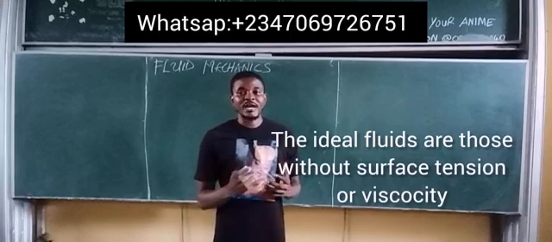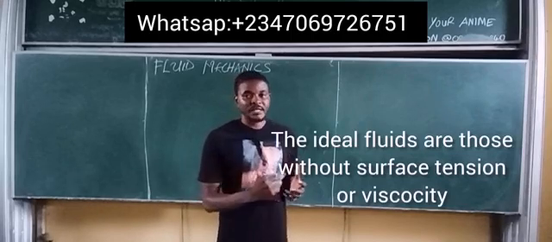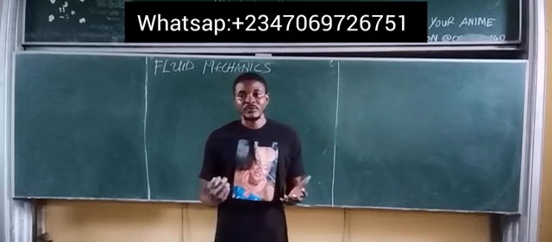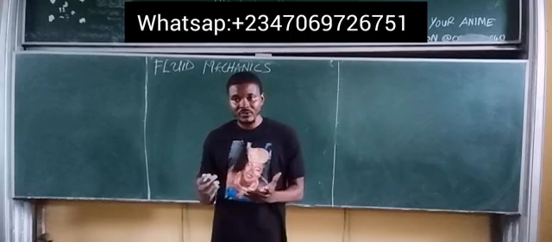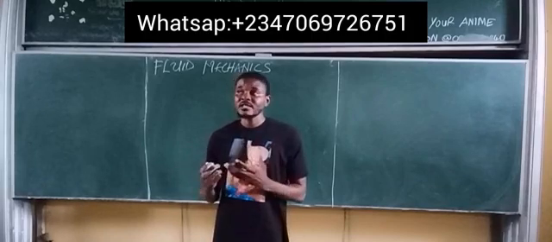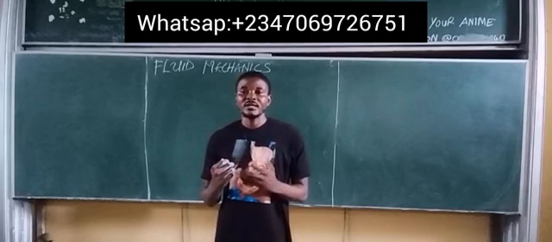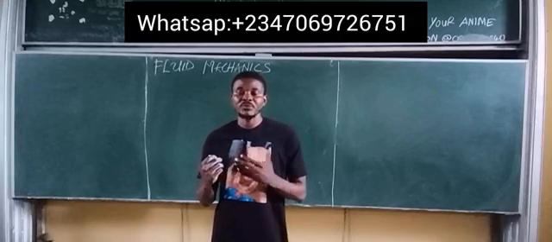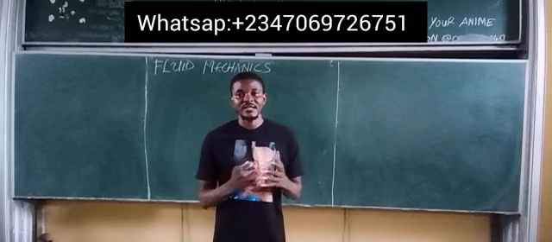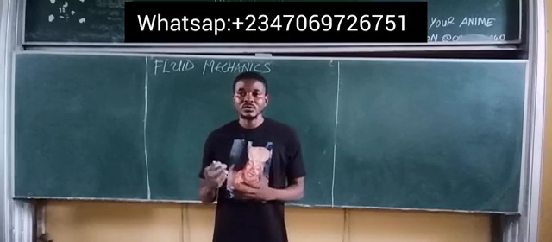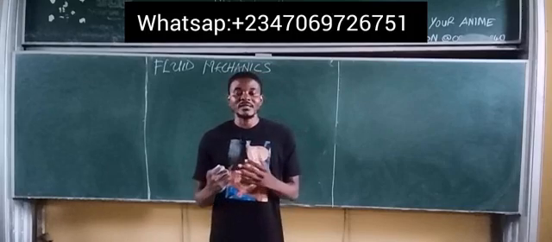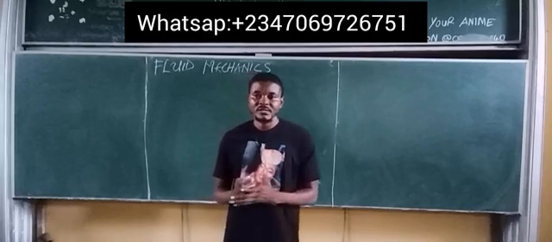The ideal fluids are those fluids which do not have surface tension or viscosity. And of course, in real life, there is no such fluid that does not have surface tension or viscosity. Even water has a surface tension, but the surface tension of water is very small. Its viscosity is also very small, so it's purely unnoticeable. As such, we always consider water as an ideal fluid. But then there is no such fluid as an ideal fluid because every fluid has at least a certain amount of surface tension or viscosity.